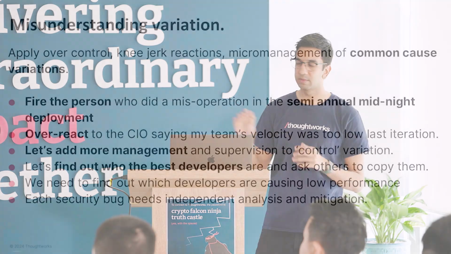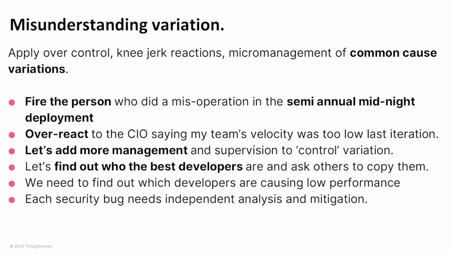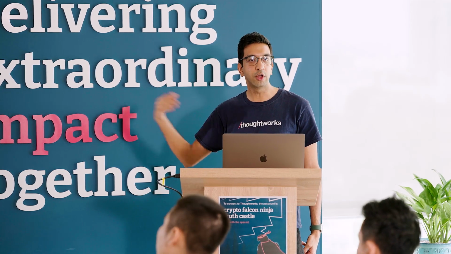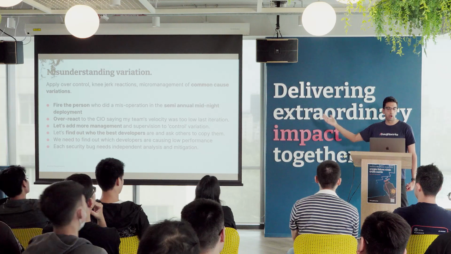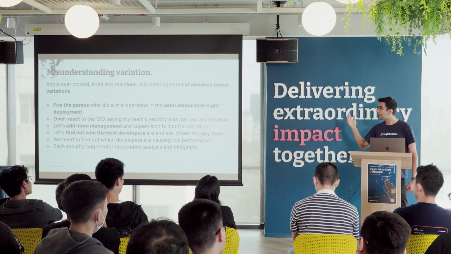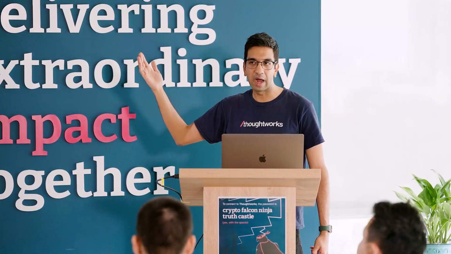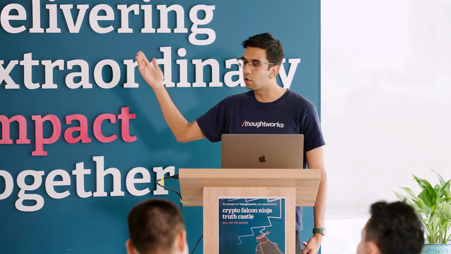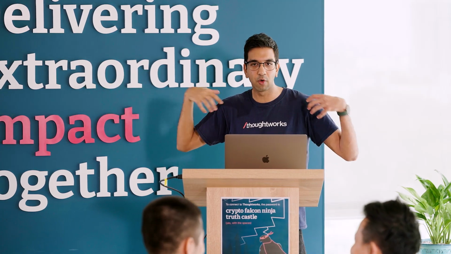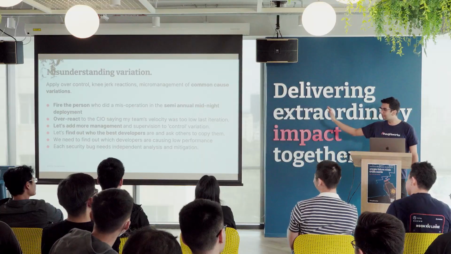So these are some examples. I'll just talk about the first one, which is we do a quarterly or semi-annual deployment. We do it in the middle of the night to minimize impact. And Jeff, again, did a misoperation, and he skipped step 316 or step 718 of the deployment manual. What do you do here? If you fire Jeff, you work with the assumption that it is Jeff's fault. But maybe the problem is with the system of doing a deployment in the middle of the night and only twice a year, so there's no muscle built up, no practice.